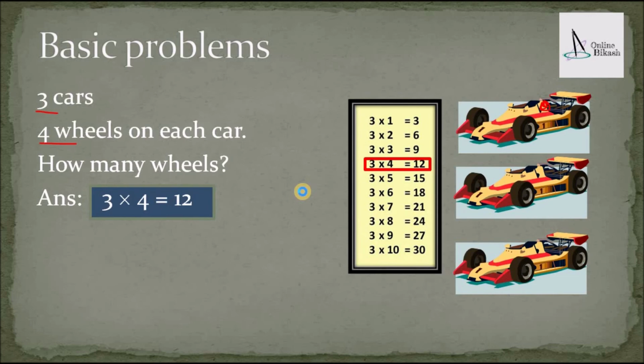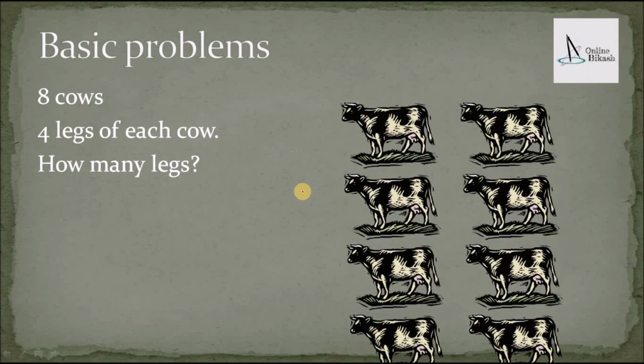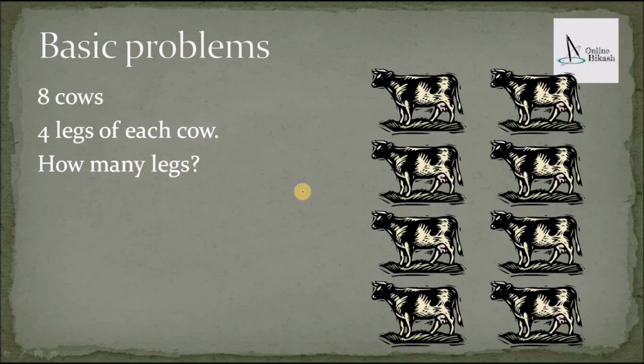Now see one more problem. 8 cows, and how many legs does a cow have? 4 legs, yes or no? Or 5 legs? 4 legs, yes, right. So 8 cows. Now we have to bring some cows. Let us bring 8 cows. These are the cows, 8 cows. Now they have 4 legs.